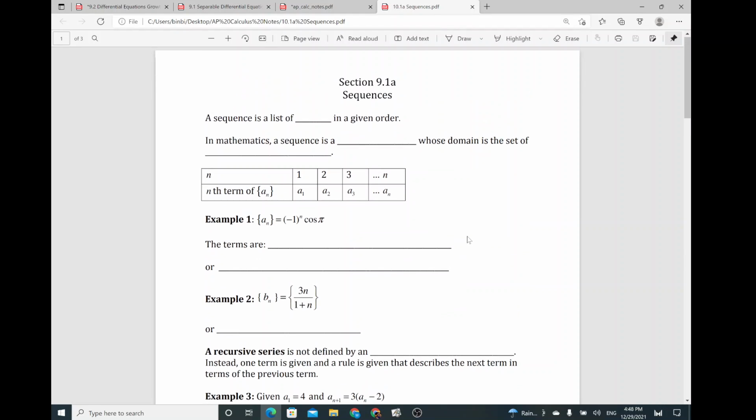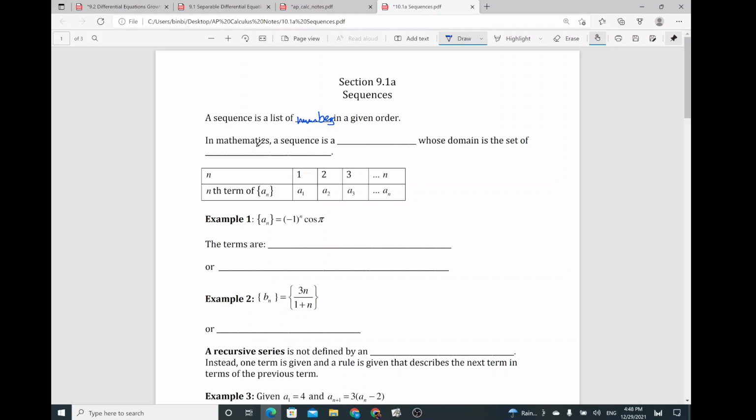Mr. Chen again. Today I would like to talk about sequences and series for Unit 9, the first half of 9.1. A sequence is a list of numbers in a given order. Okay, so this one you want to fill in the blank. A list of numbers.